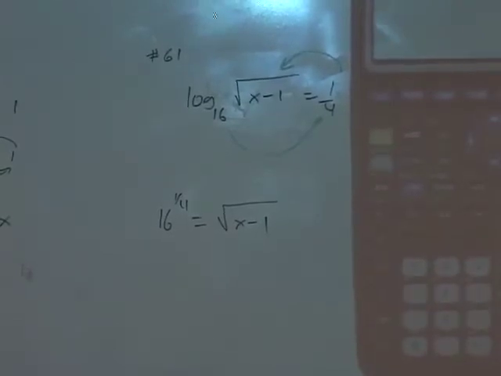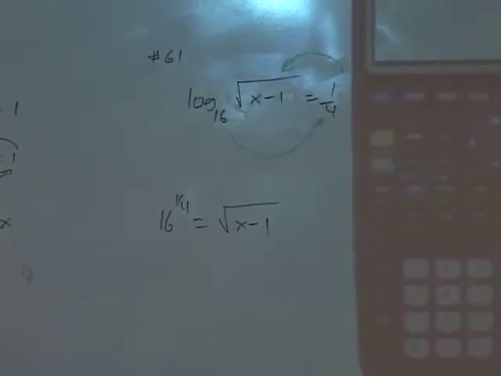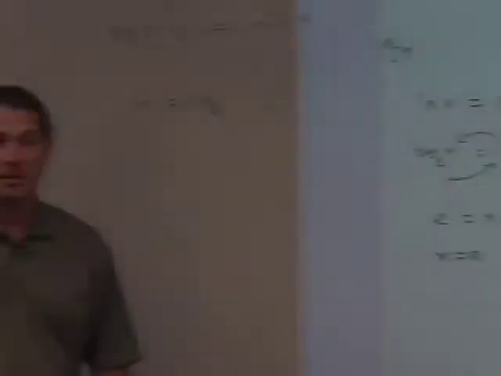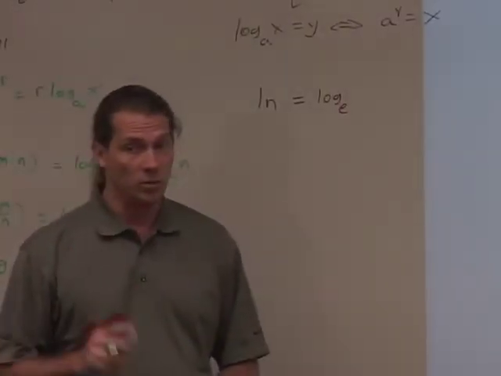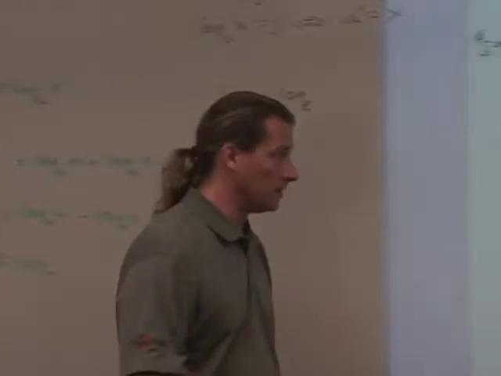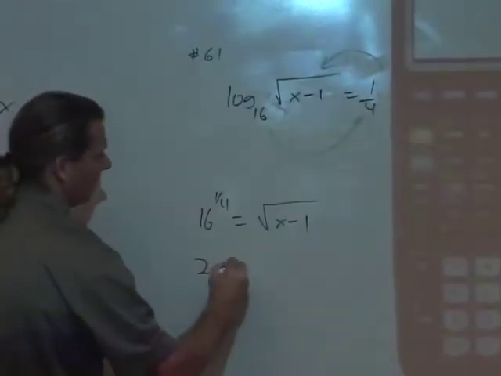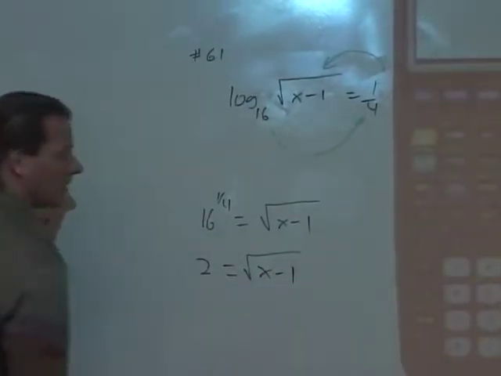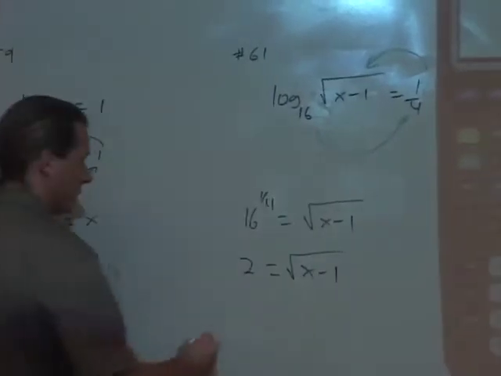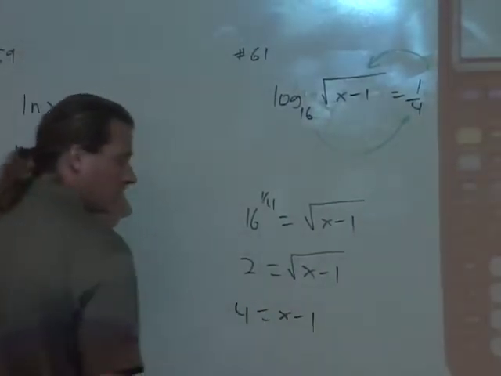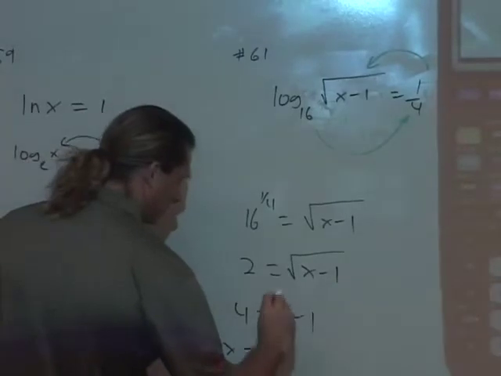Now at this point you should realize that 16 to the 1/4 is the same thing as the 4th root of 16, which is 2. 2 times 2 times 2 times 2 equals 16. So this becomes simply 2 is equal to the square root of x minus 1. And if we square both sides, we get 4 is equal to x minus 1. So x must therefore be 5.